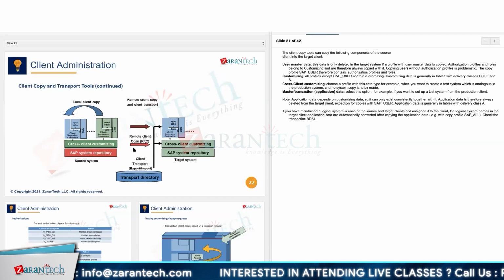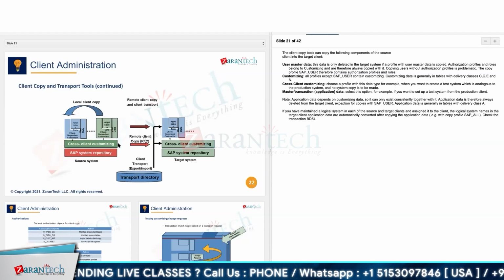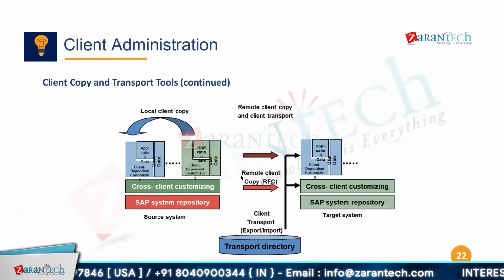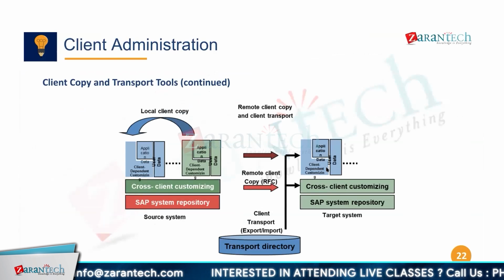When you're doing that, export means you will export it as a transport. For example, this is your source system, here the red color one, and then you have a target system. Number one, you define the RFC connection from the source system to the target, and then you trigger the remote client copy. Then it will copy.